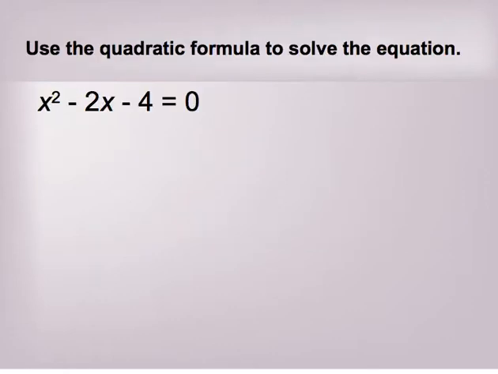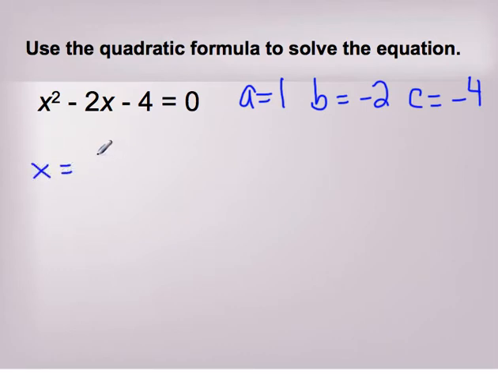So let's try one of these. This first equation, the a would be 1, because a is what is in front of x squared. The b would be negative 2, that's what's in front of x, and the constant is c, which in this problem is negative 4.